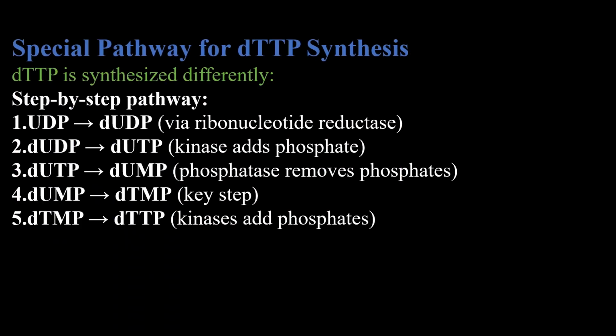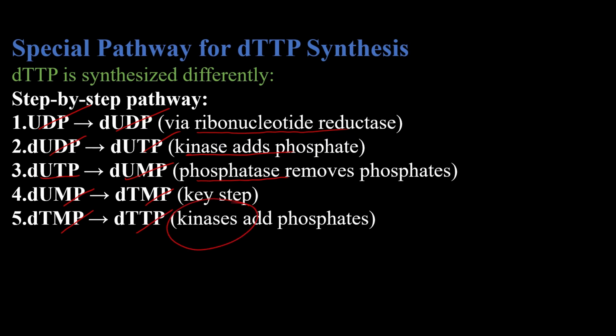dTTP is synthesized by a special pathway in which UTP is converted into dUTP with the help of ribonucleotide reductase. dUDP is converted into dUTP with the help of kinase, which will add a phosphate. dUTP is converted into dUMP with the help of phosphatase enzyme. It will remove two phosphates. Then dUMP is converted into dTMP, and dTMP is converted into dTTP with the help of kinase enzyme, which will add phosphate groups.